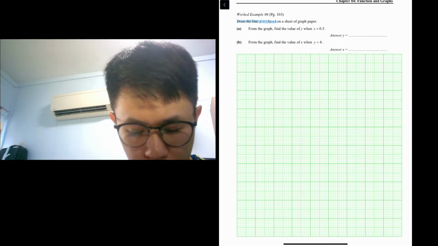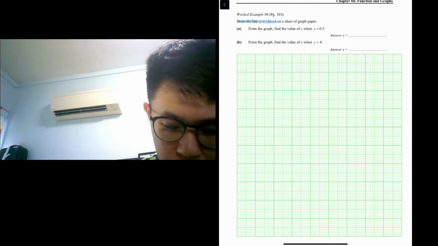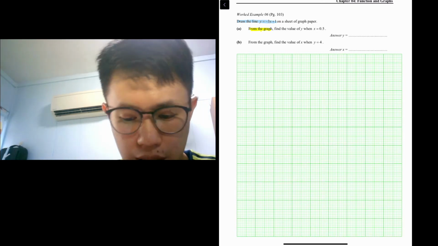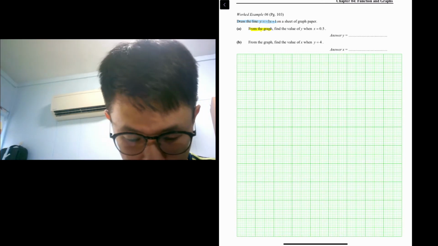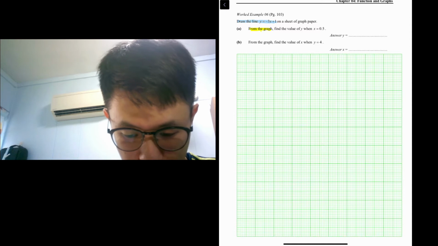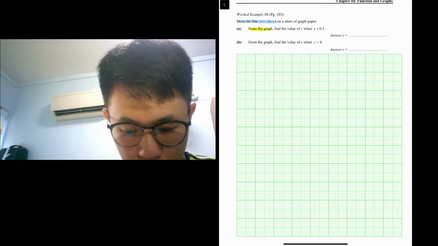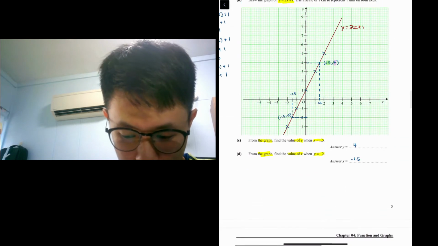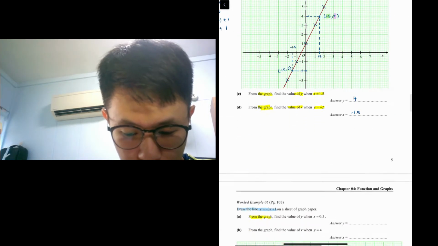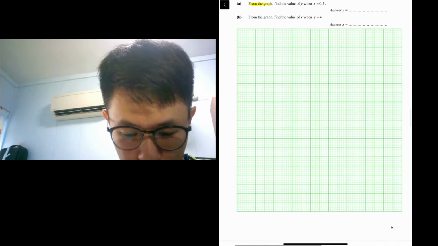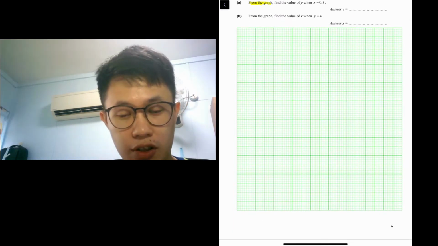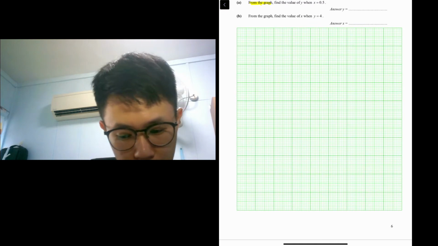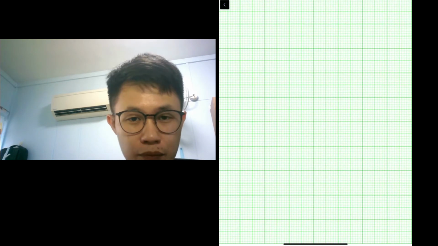But the first thing is, because this question requires you to use the graph, you need to draw the graph first. So let's draw the graph first. It's going to be quite straightforward, but the problem here is that it does not have any y or x axis for you, and hence you need to start drawing the axes on your own. For now, we always try to use 1 cm to 1 unit.